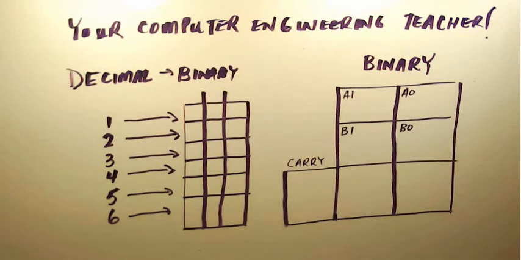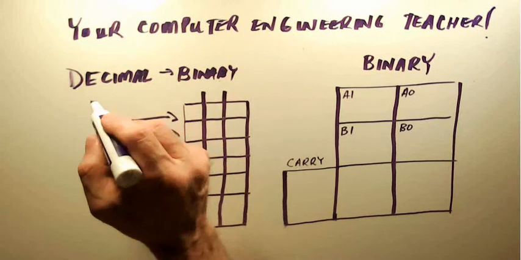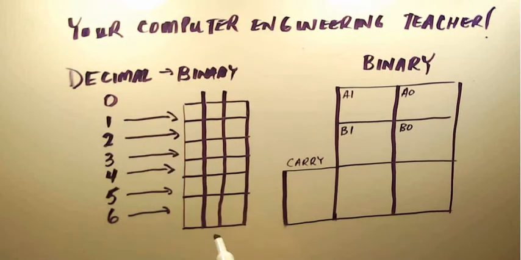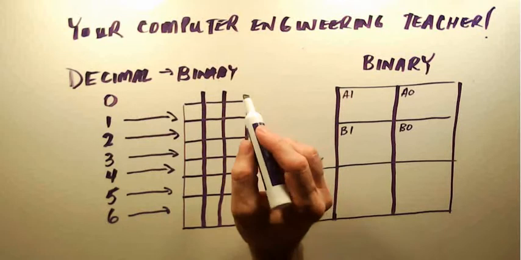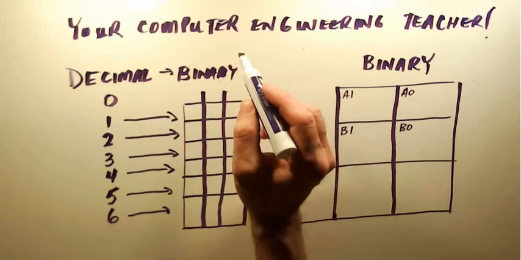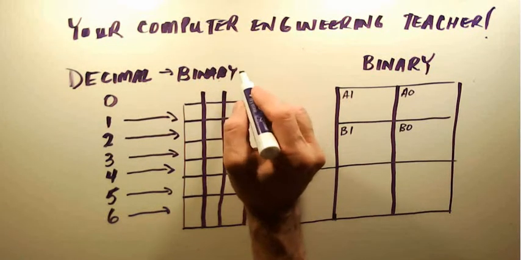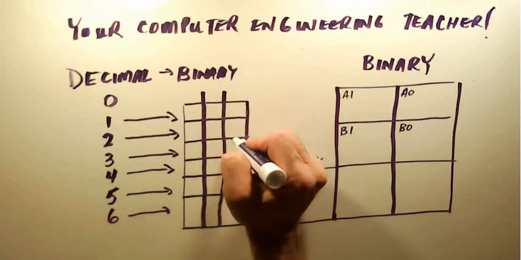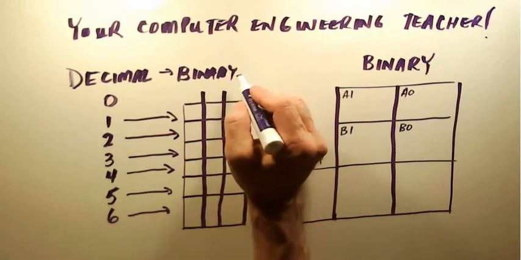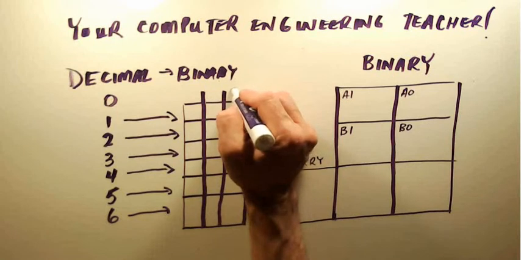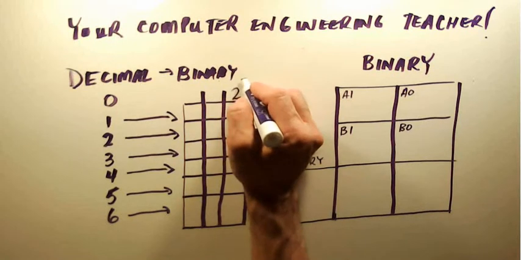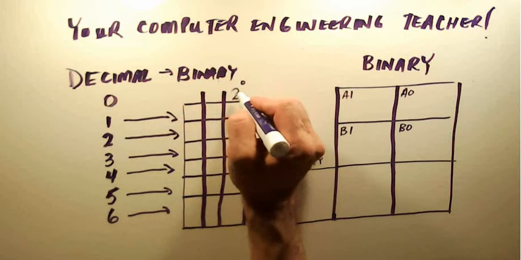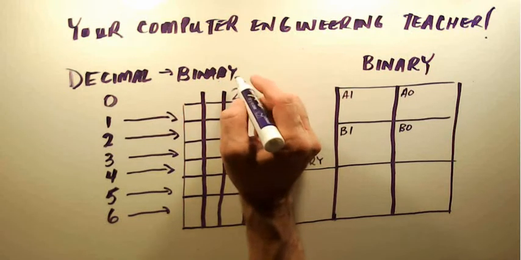So if we look at the decimal numbers starting with 0, 0 in decimal is the same as 0 in binary. But if we start counting in ones, we need to know the values of each of the placeholders in binary. In this column here, this is our least significant value. So this is the ones position. In other words, it's 2 to the 0. If it was a decimal number, this would be 10 to the 0, but this is a binary number.